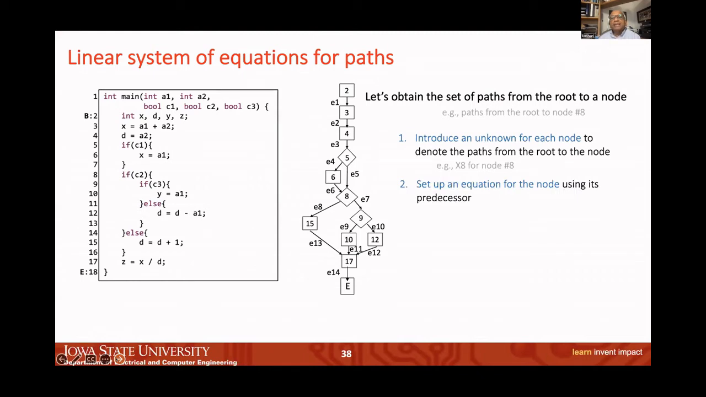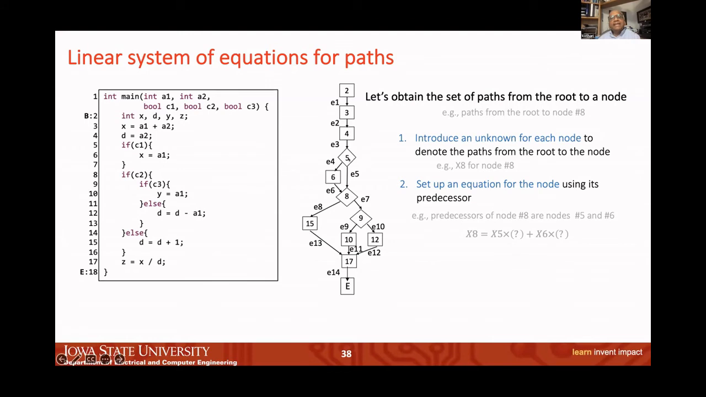Next, we are going to set up an equation. The equation is set up using the predecessors of a node. So for example, if I want to set x8 equal to something, I'm going to use the two predecessors, 6 and 5. So the equation is going to look like this. x8 is equal to x5 times something and x6 times something. I'm sometimes using the multiplication symbol, sometimes I'm leaving it out when it is clear from the context. But here I want to specifically say I'm going to multiply x5 by something.